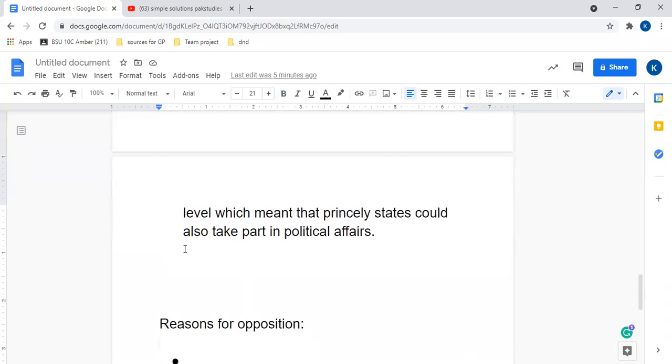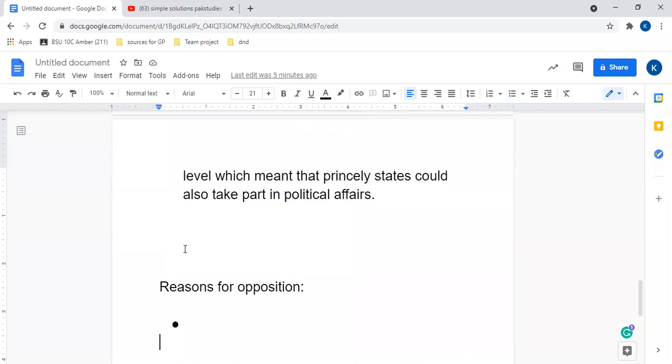After that, the second question would be, why was this opposed? Because the Congress opposed this act, the Muslim League opposed this act, everybody in the subcontinent opposed the 1935 Act. Why? Well, there were once again three reasons for this. I haven't written them down, but I'll tell you about them because they're not that long.